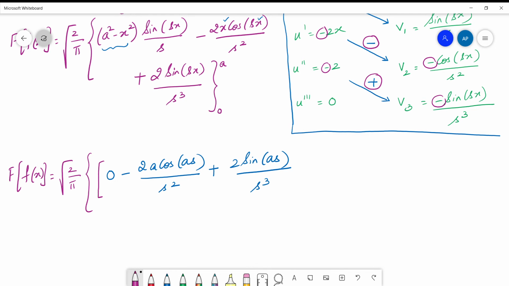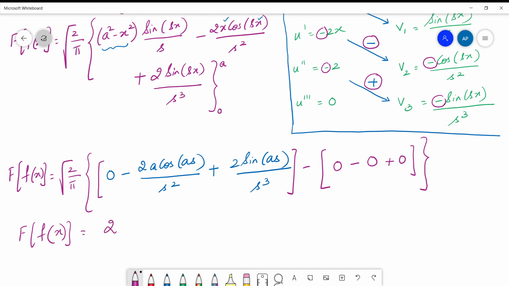So I finished with the substitution of the upper limit minus times the substitution of the lower limit. When I am putting x is 0, the sine 0 is 0. I am sure you all know. So sine 0 is 0. So this is 0 minus x is 0 and sine 0 is 0. So the lower limit is 0. And therefore, what happens? Fourier transform of f of x, therefore, if you can pull out the 2 from the two terms, it is 2 root of 2 by pi. Take the LCM as s cube and write the positive term first.